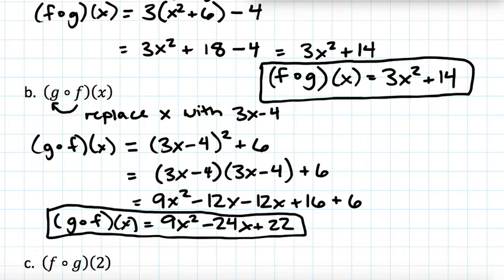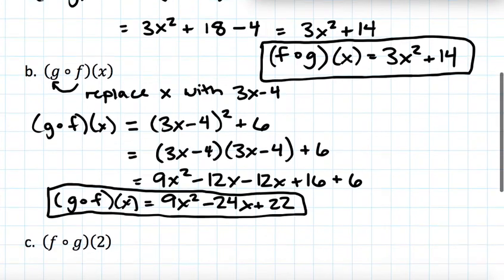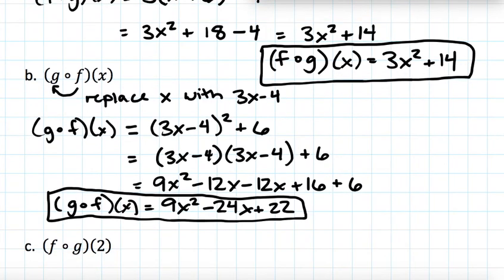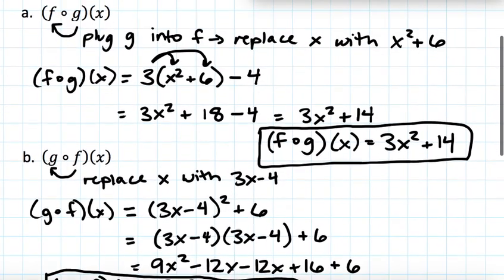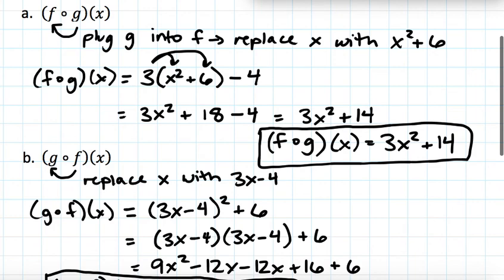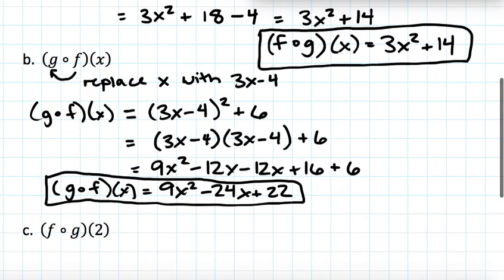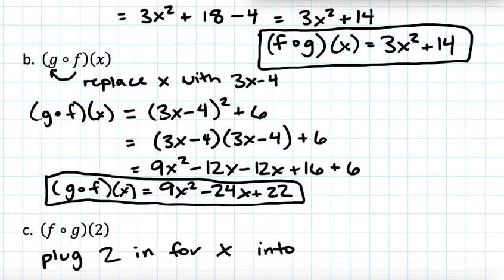Now for part C, this isn't in the book, but it is in the homework problem, so I wanted to talk about it really quick. It says f of g of 2, so instead of x here, I have 2 in the parentheses. So what I'm going to do is I already have f of g of x. I found that in part A. So I'm just going to plug 2 in for x into my answer for part A.